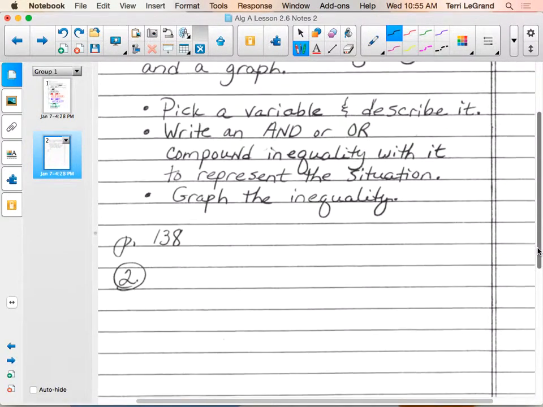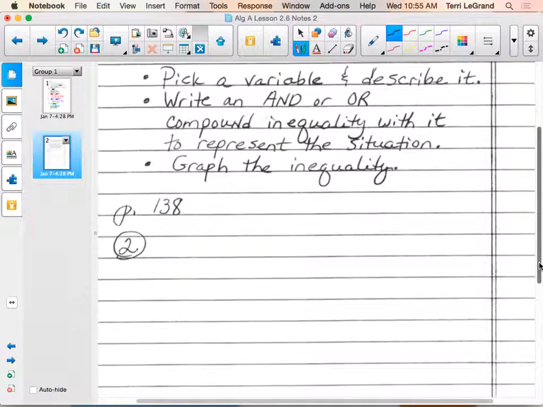So we're going to do just like we always do with our word problems. Pick a variable and describe it. Write the and or the or compound inequality that you need to represent the situation, and then graph the inequality. These will not require any solving. That should already be by itself in the inequality when we get it set up. So let's look at number 2, on the top of the page, 138. Follow along. An iguana needs to live in a warm environment.